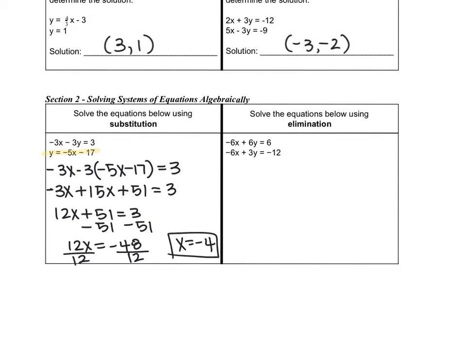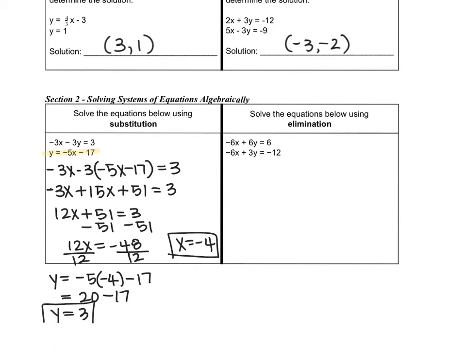-4. Now that we know what x equals, we want to plug it into one of our original two equations to solve for y. And the nice thing about substitution is you can plug it into that equation that's already isolated. So -5 times -4 minus 17. We get 20 minus 17, so y equals 3.